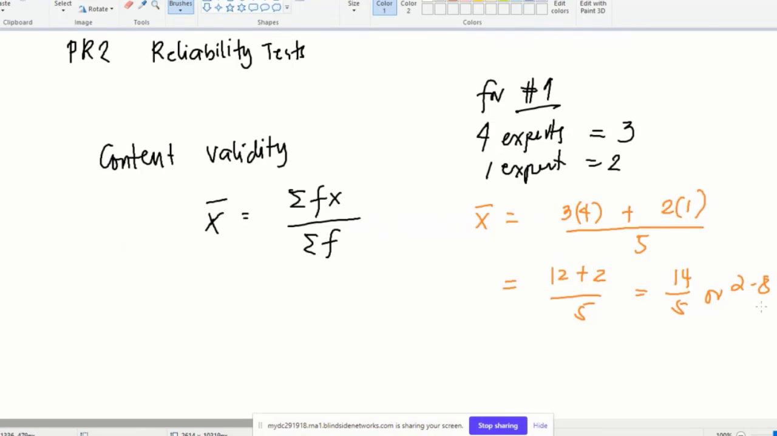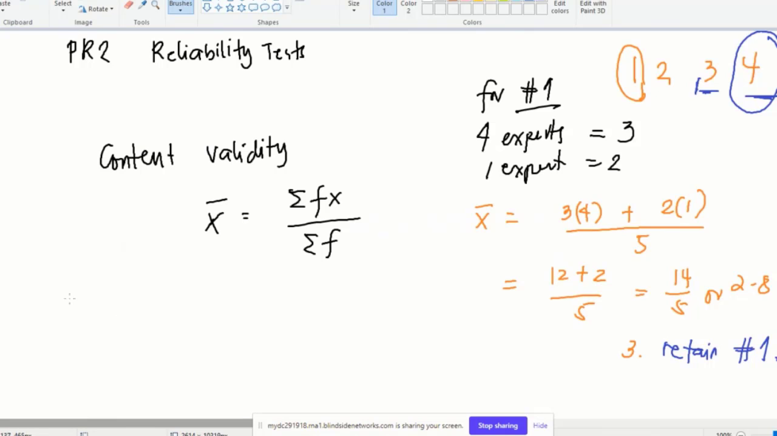So the 2.8, if you round it off, it will be 3. Since your criteria or your rating is 1, 2, 3, and 4, 1 being a rating that means the topic should be removed or is not relevant to your research, and going up to 4, which means it is very relevant and important to your research. The rating of item number 1 is 2.8, or approximately 3, meaning you have to retain item number 1 in your questionnaire or research instrument. That is what it means.